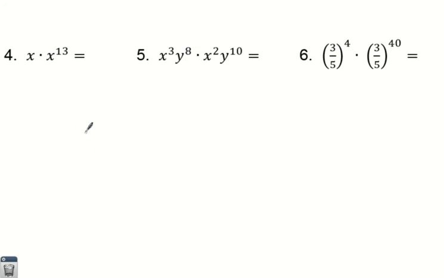Ooh, now we're getting interesting. Okay, so we have x times x to the 13th power. Think about it, people. If you were to write this out and expand it, there'd be this x here, and then another 13 factors of x. How many factors of x total would that be?